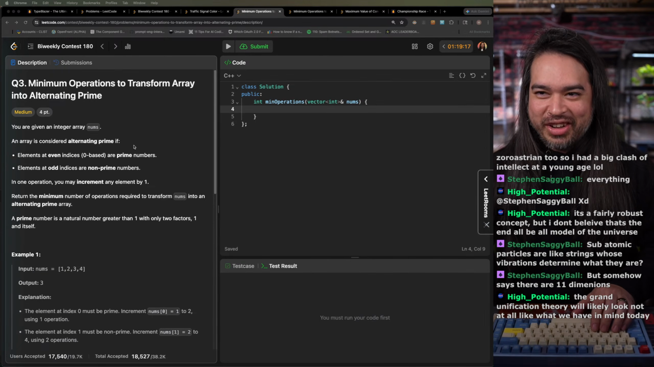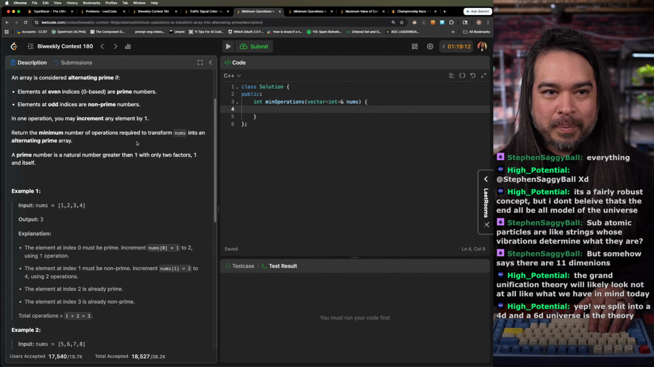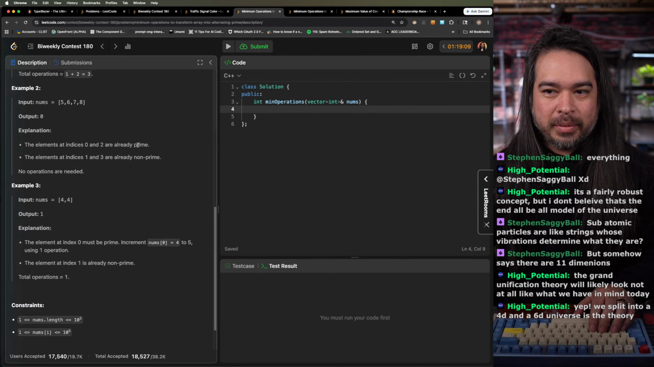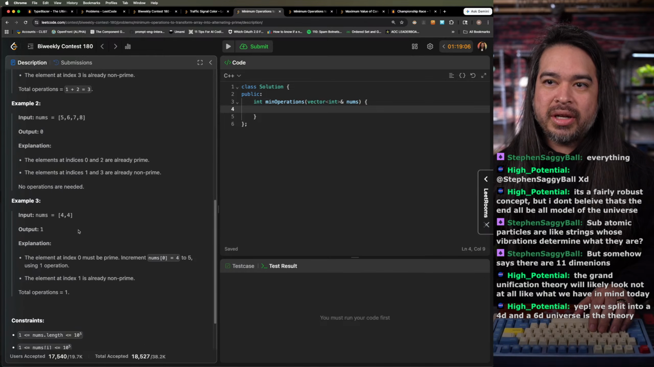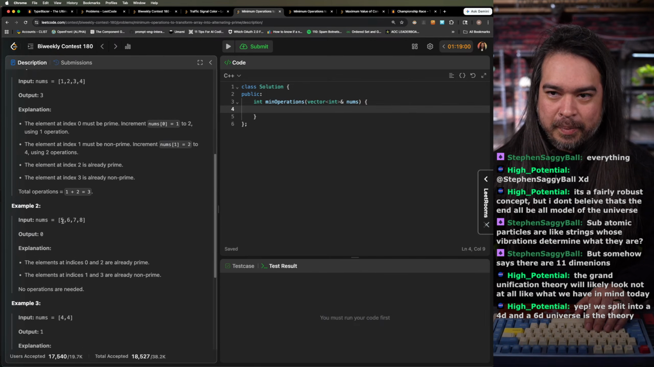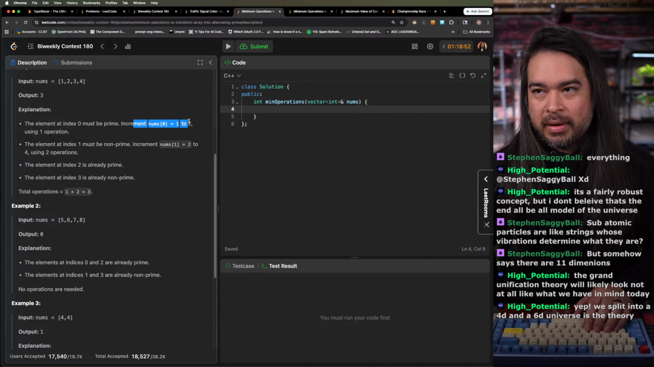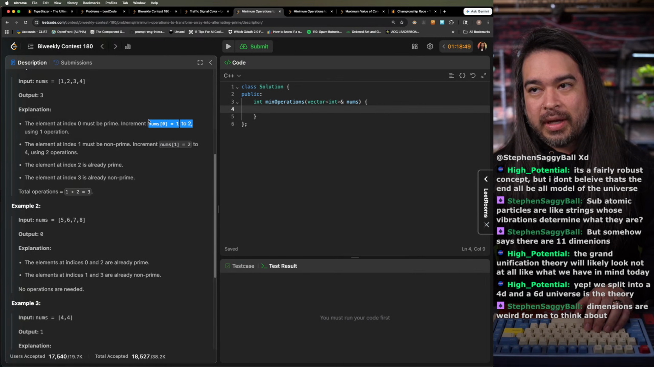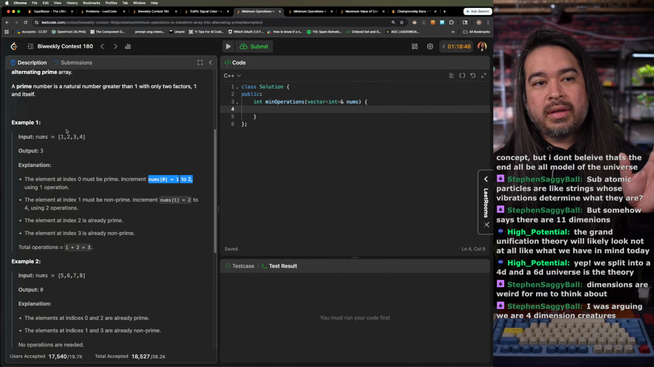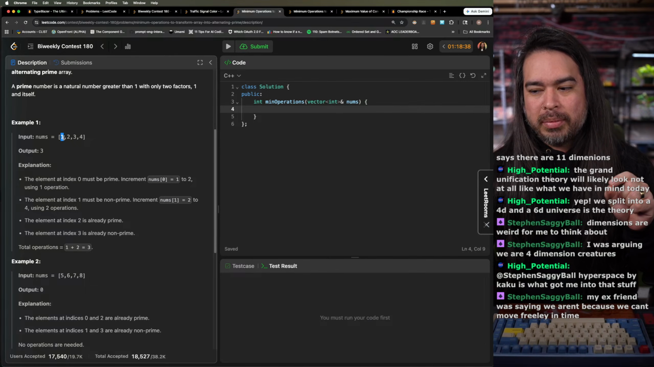Let me think about... Do I have to do a sieve of Eratosthenes here? Or what? Is that what they're asking me to implement right now? Is it just testing that? And then I iterate through this thing. Let me read the explanation here. At index 0 must be a prime. Yeah, so I'm thinking if we have the sieve of Eratosthenes on all the prime numbers, we can binary search those prime numbers. Like we do a lower bound.